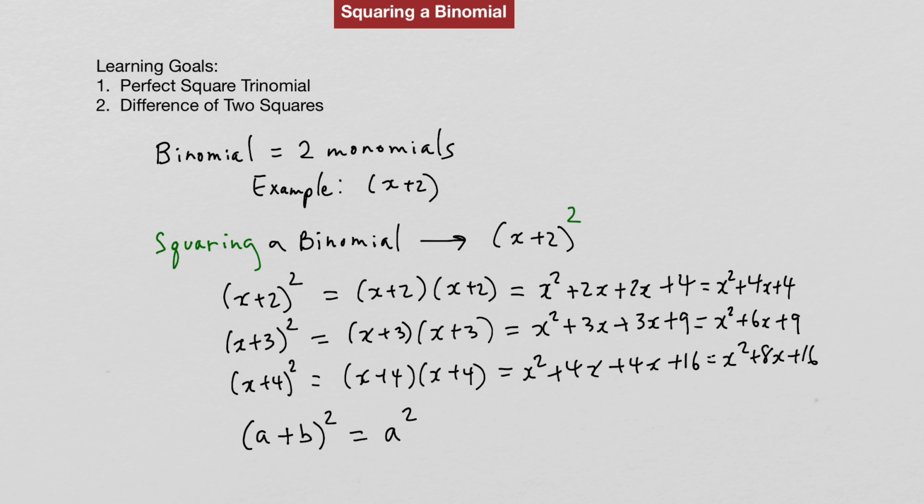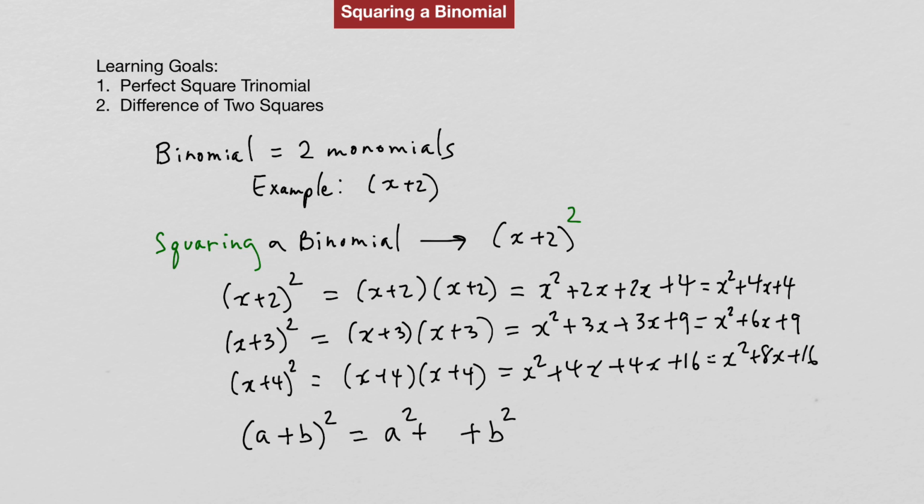Okay? Now let's go to the last term for a second. We know that these last terms, 4, 9, and 16, are the squares of the second term. 2 squared is 4, 3 squared is 9, 4 squared is 16. So we know it's going to be plus b squared. Okay? So now we just have to figure out the middle term.